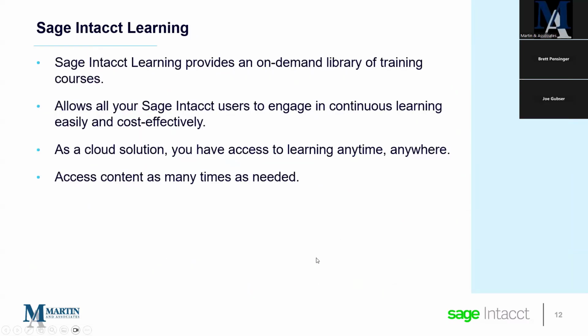There is a thing called Sage Intacct Learning, which provides an on-demand library of training courses. It allows all your users to engage in continuous learning. So this helps to reduce costs, and it helps in efficiencies of training as well, because your users can review these training sessions on their own time. And so you don't have a cost of a teacher showing it to you and all that kind of stuff, and taking time out in the middle of their day. They can watch things when they have downtime. Sage Intacct Learning is a cloud solution, so you can access the learning anytime, anywhere, just like you can your Sage Intacct. And you can access the content as many times as needed.